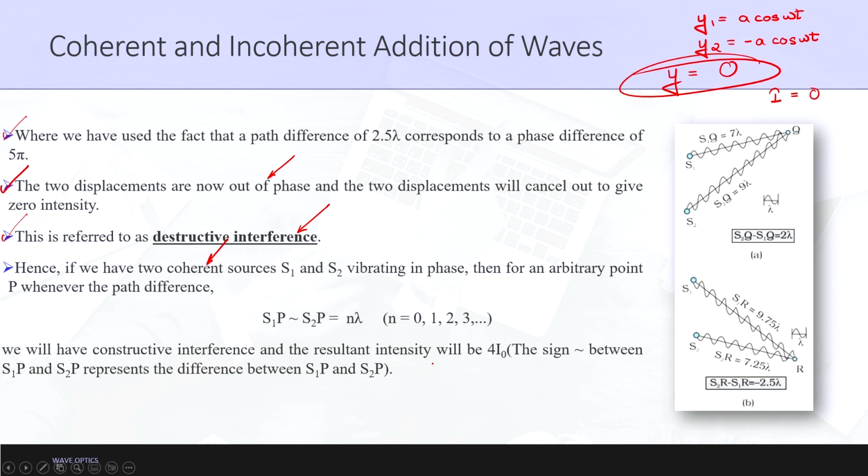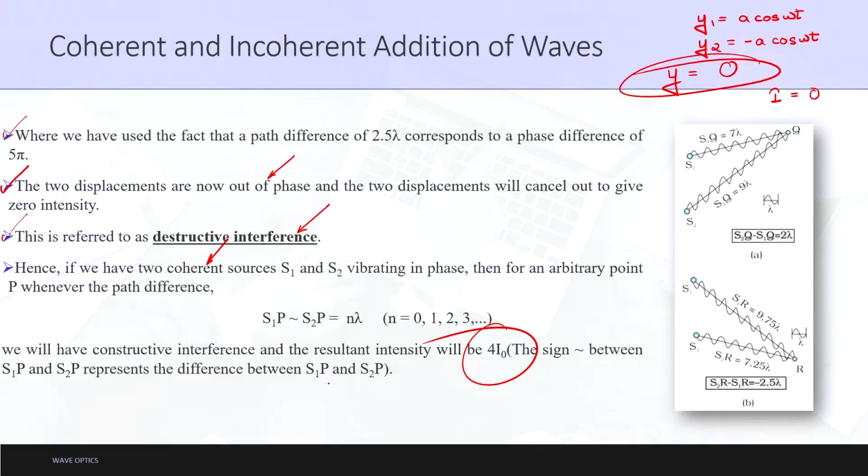Why will it be 4 I naught? It was explained in the last slides only, just to revise you again. If y1 is equal to a cos omega t, y2 is equal to a cos(omega t plus minus 2n pi). Because cos(omega t plus minus 2n pi) is always cos omega t, therefore y2 is equal to a cos omega t, and therefore y1 plus y2 is nothing but 2a cos omega t, and hence intensity is nothing but 4 a square cos square omega t, which is equal to 4 I naught, and hence this value is proved.